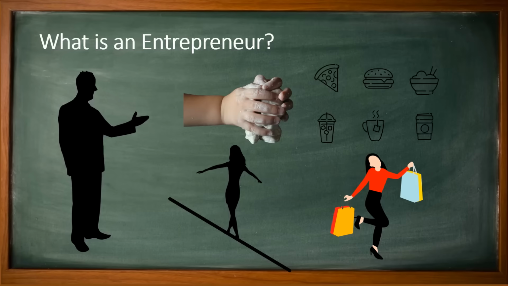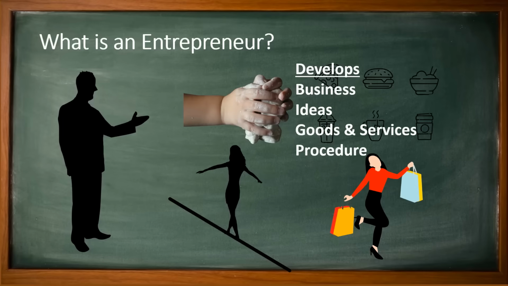What kind of individual is an entrepreneur? It develops creation. What kind of creation? Creation of new business, creation of new ideas, creation of new goods and service, and creation of procedure. This individual assumes risk because the creation has no assurance of survival, which means it doesn't know if the creation will earn income or survive in the market.